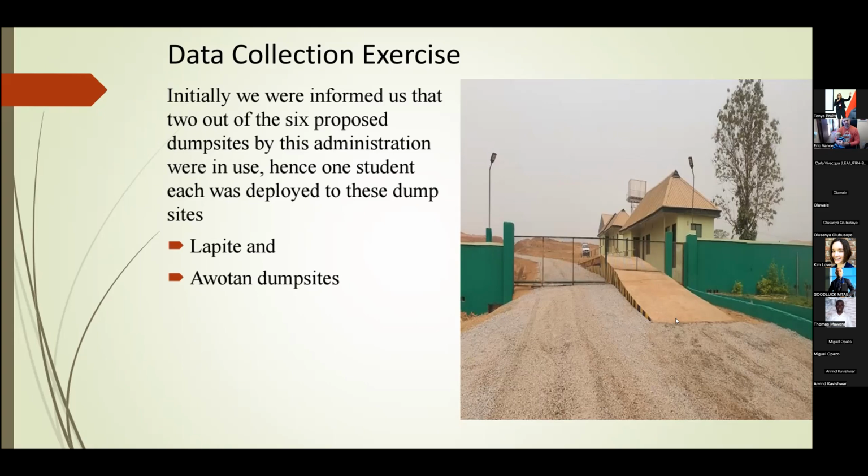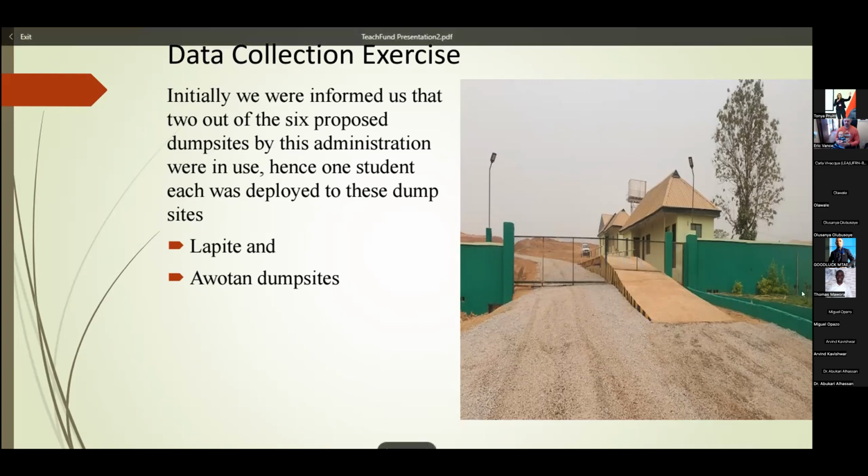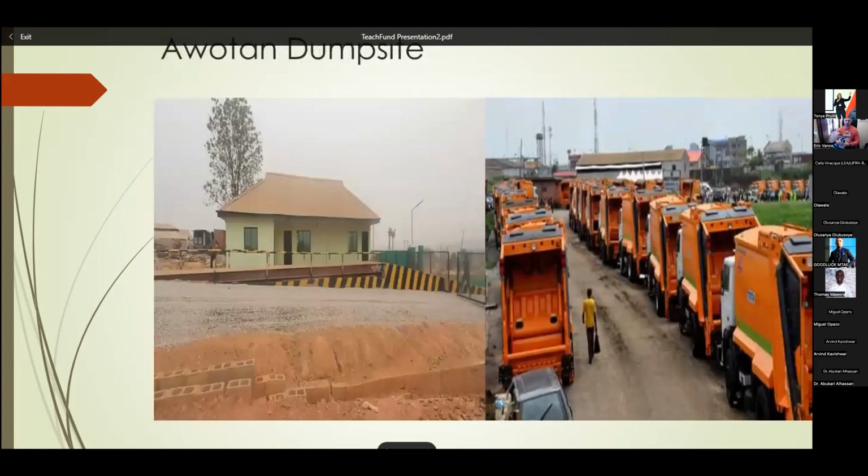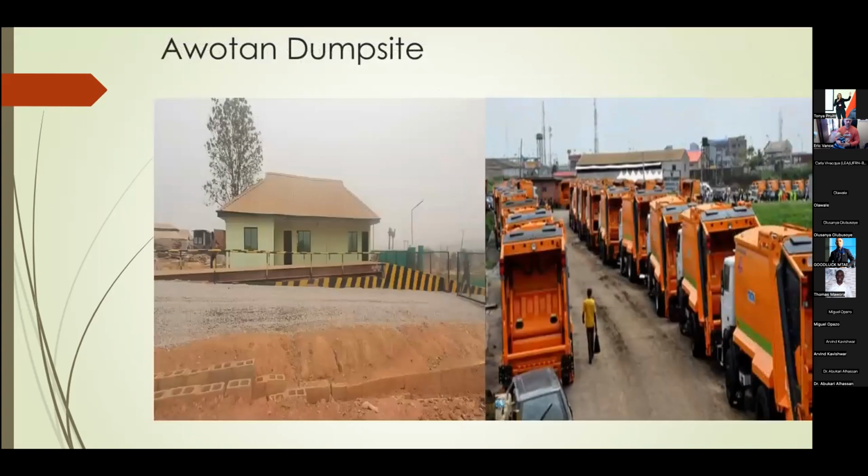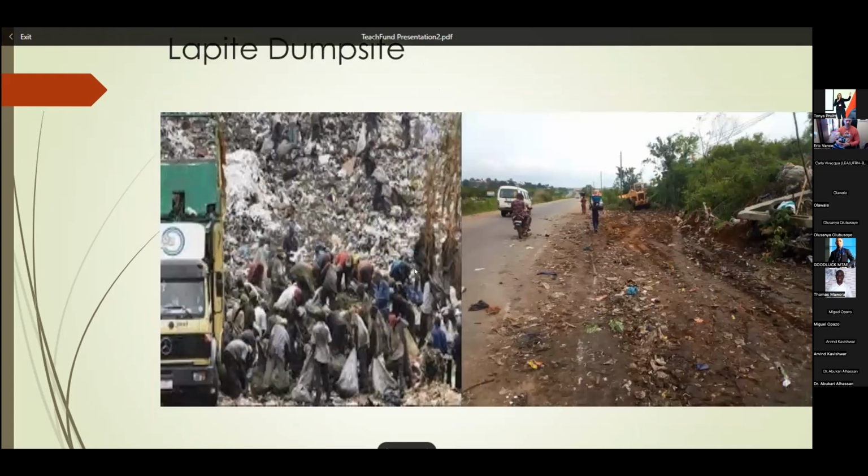Initially we were to look at all the six dump sites, but we were told that only two were functional: Lakpite and Awoton dump site. So we sent one student to Lakpite, the other one to Awoton dump site. This is a picture of the Awoton dump site. These are other pictures from Awoton, but this is Lakpite.